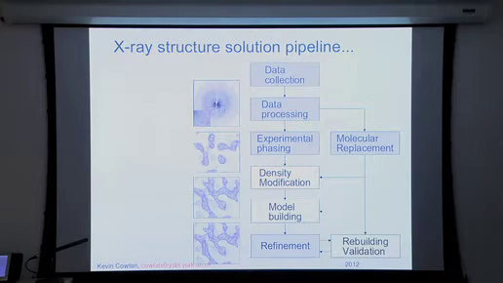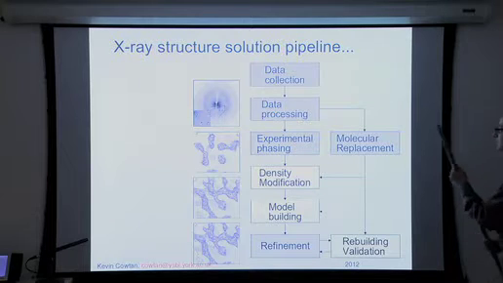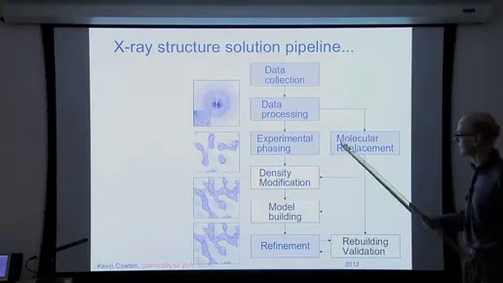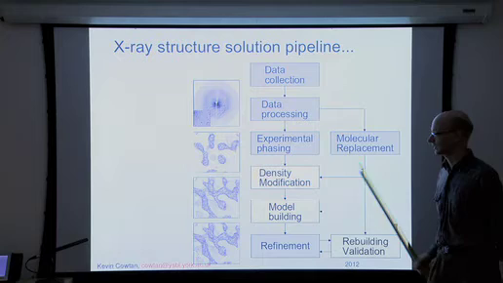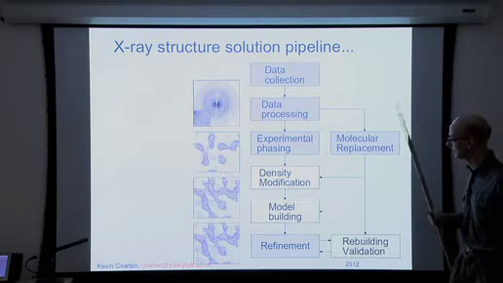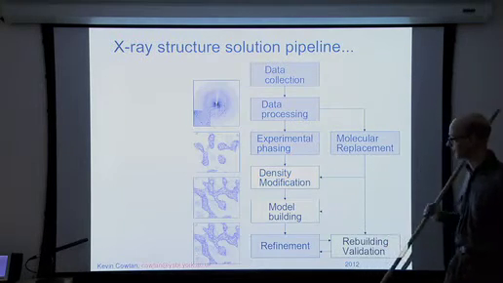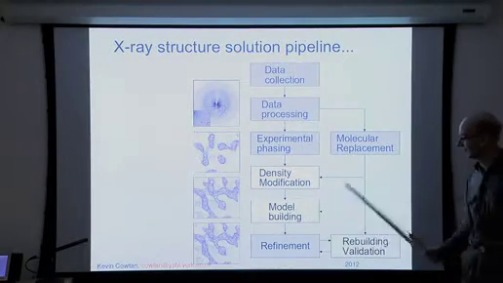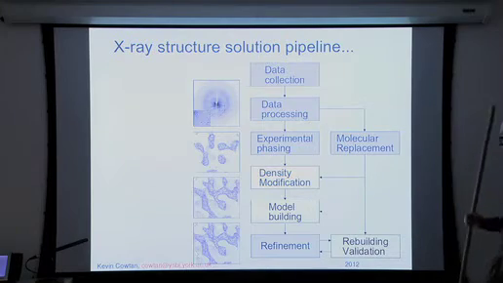So here's a picture of a roadmap, really, of where we go in our structure solution. We start with data collection, processing the data, turning our images into structure factors. Experimental phasing gives us an initial electron density map, which generally isn't very interpretable. We then do some density modification or phase improvement to improve our initial phases, and that hopefully gives us a map that we can interpret, and then we build an atomic model into that map.